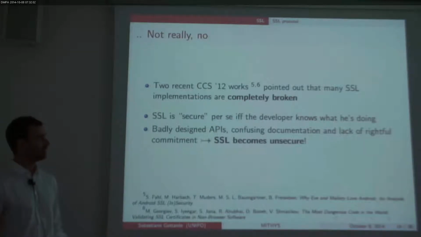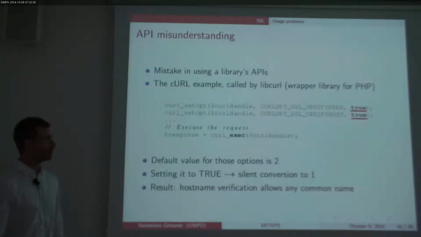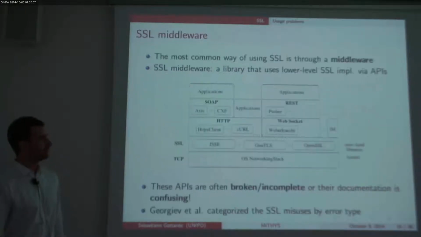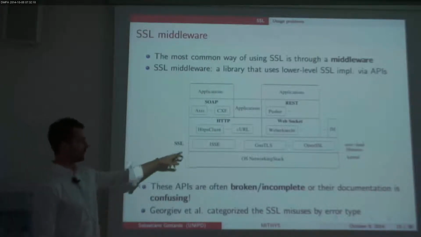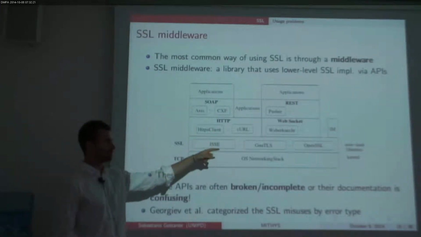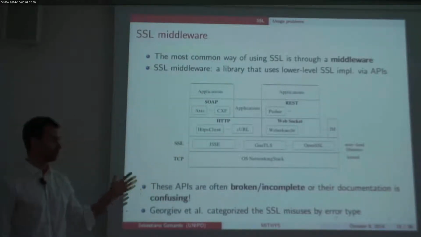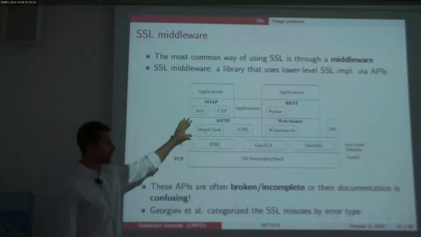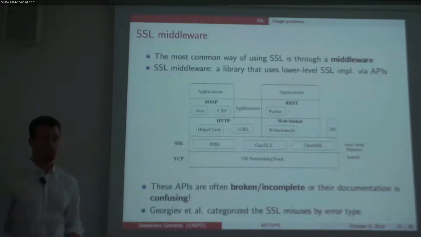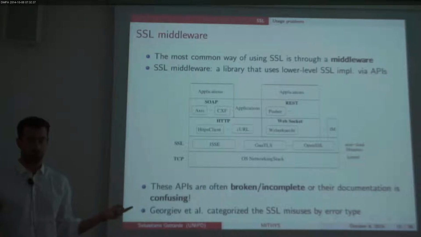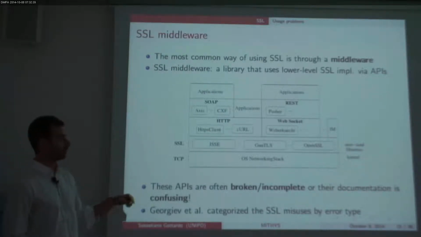And the most typical way of using the SSL protocol is by using a middleware. A middleware is just a library that wraps lower level APIs and offers higher level APIs. But this means that, for example, let's take the OpenSSL library, the OpenSSL middleware. If for some reason the OpenSSL middleware is broken, it means that everything that stacks upon it, up to the applications, is broken as well. And the authors of the first paper have categorized these misuses by type. So let's see a few examples.